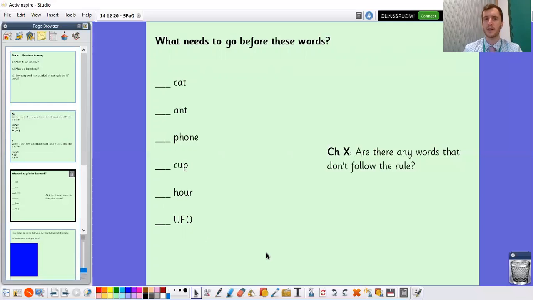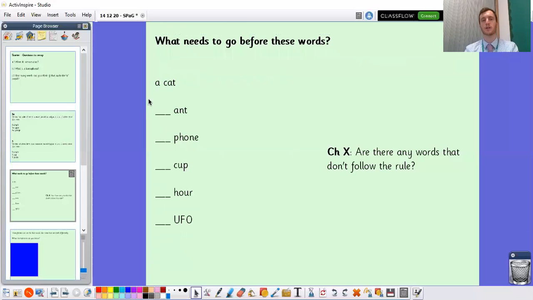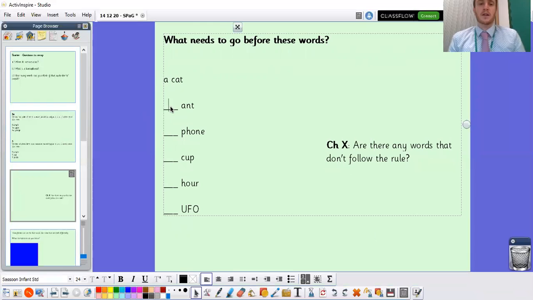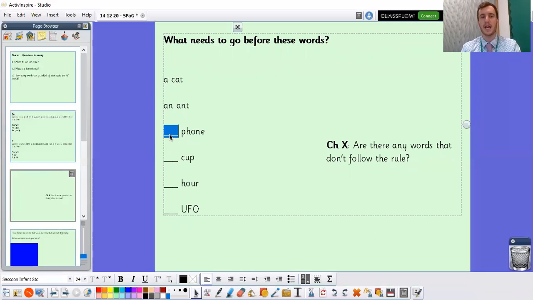Have a think, maybe pause the video there and have a go at working through those first of all. We'll come back together there and let's go through those words. The first one would be a cat. The letter C makes a k sound at the beginning, which is a consonant sound. The next one would be an ant. The letter A at the beginning makes an A sound, which is a vowel sound. Next one would be a phone. The P and the H together make a f sound, which is another consonant sound. The next one would be a cup. The letter C again makes a k sound here, which is a consonant sound.